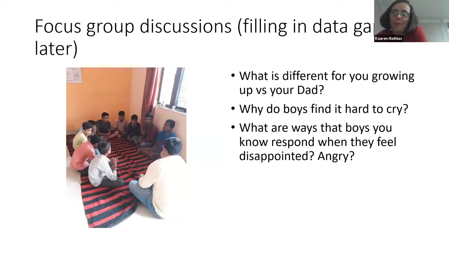This was after we'd run all the workshops, and we still had some data gaps on our research questions. And so we reverted to focus group discussions. What was different for you growing up versus your father growing up? And they were still really interested in engaged discussions. I'll talk briefly about why we did end up with data gaps.